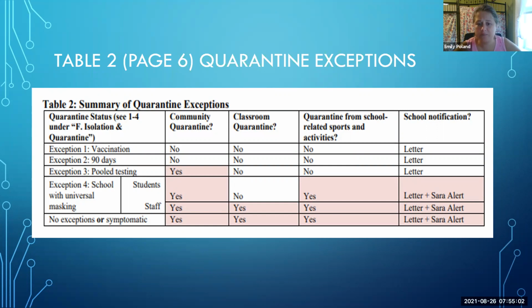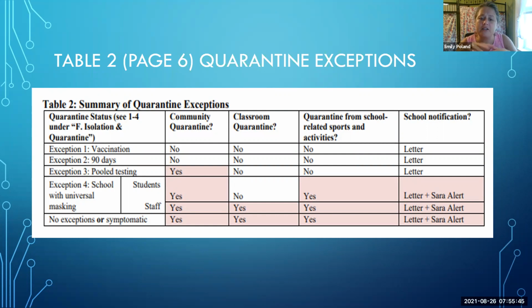Exception number 4. This only applies for schools that have the universal masking policy, and this is for classroom exposures only. For the community, that student would have to quarantine from community. The universal masking allows the student who is between that 3 to 6 feet of the positive case to continue to go to the class, go to school. They don't have to quarantine from the school day. They do need to quarantine from after school activities and anything going on in the community. So their only thing that they can do is come to school and go home.